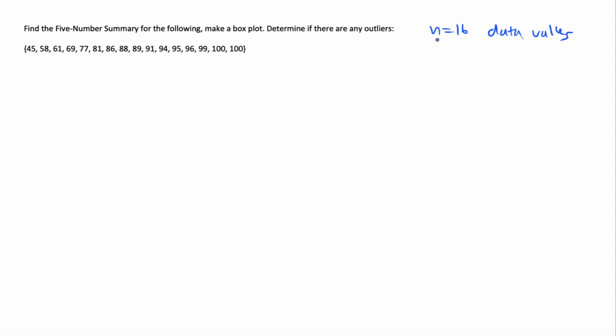Now this is an even number of data values, right? Remember, the 5-number summary is going to be the low value, the first quartile, the second quartile or the median, and then the third quartile, and then the high value. Low and the high are pretty straightforward: the lowest number and the highest number. Remember, the Q2 is also the median.